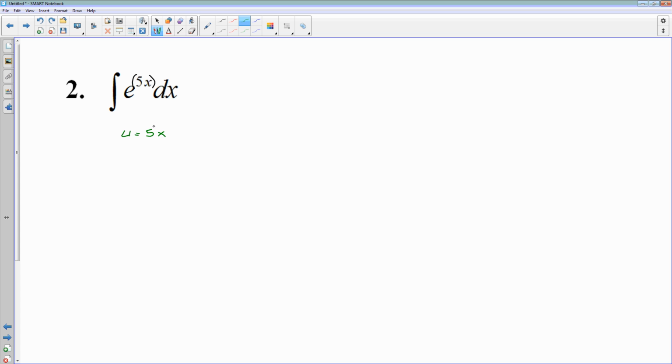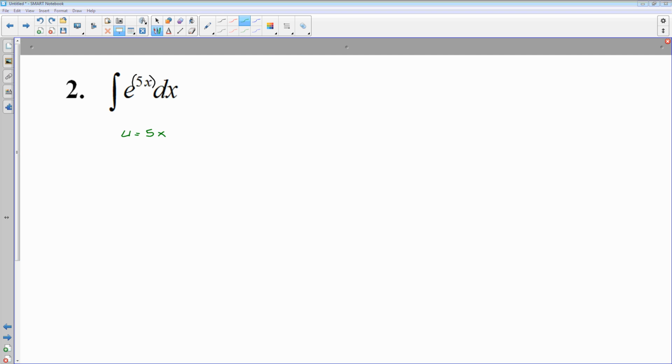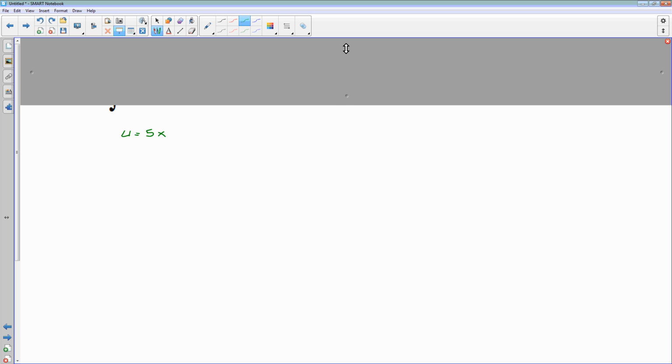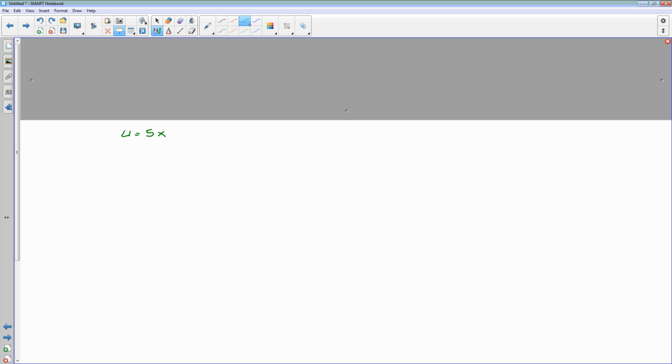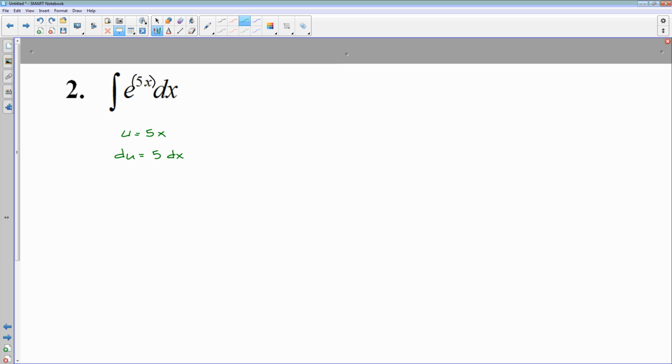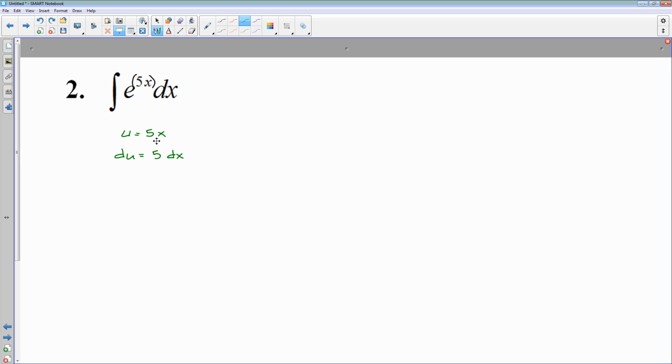Then I'm going to do the derivative of that. When I do the derivative of this u, I don't look at my original problem. As a matter of fact, I'm going to pretend it's not there, and I'm simply going to do the derivative of 5x. So the derivative of u is going to be just 5, and I'm going to move my dx over. So du is 5 dx, and then once I do the derivative of u, now I'll look back at my problem.